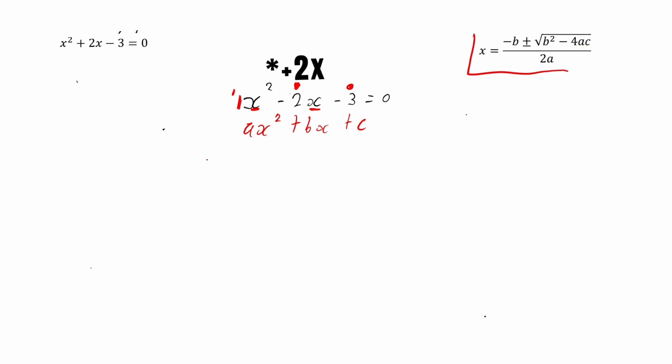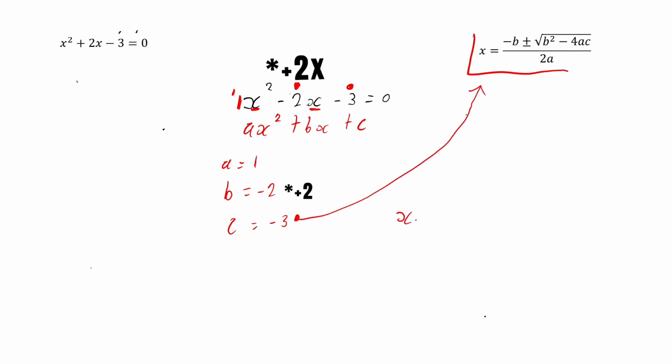So this one is going to be my a. So a is equal to 1, right? And then b will be what? Minus 2. b is equal to minus 2. And then c is just going to be minus 3. And then this is how you're going to label it. And now you're going to plug all of these numbers into the quadratic formula. So how are you going to plug it?